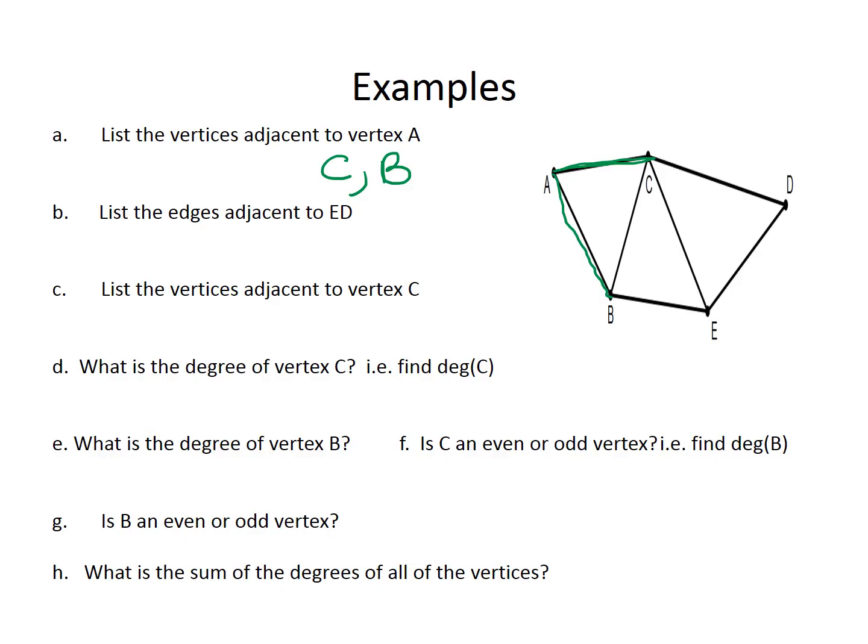And then it says list the edges adjacent to ED. So we're interested in edges that are adjacent to this one, right? So that share a vertex with that, next to. So this edge, this is the edge CD, is adjacent. This one as well, EC, and this one, BE. Those are all adjacent because they share a vertex with the edge ED.